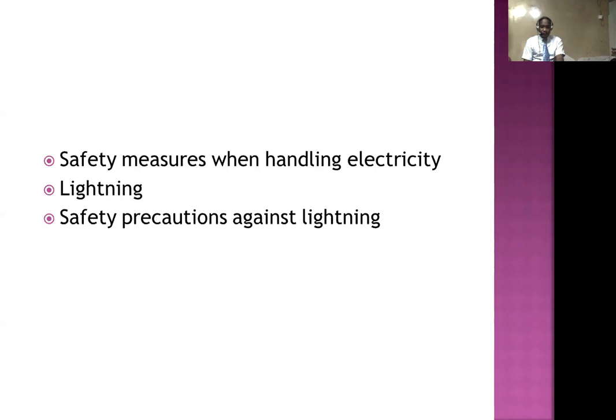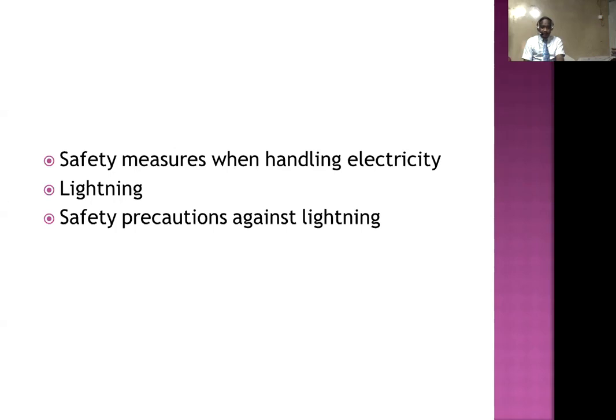Four, do not repair electrical appliances when the power is on. Five, do not touch naked or bare wires. Six, unplug electrical appliances when not in use. Lastly, use the appliances according to the manufacturer's instructions.